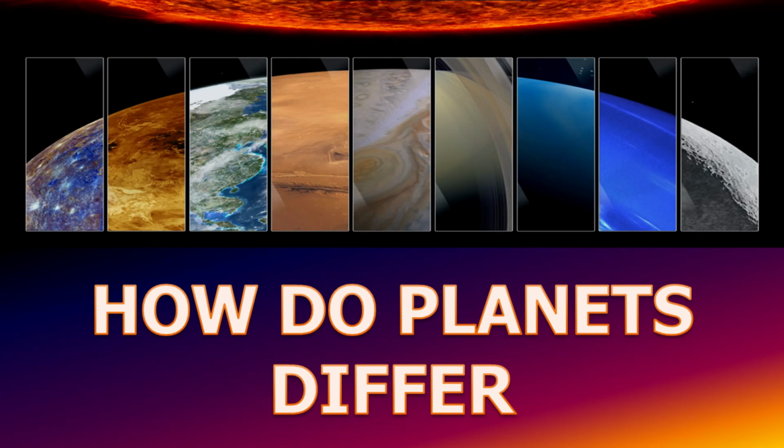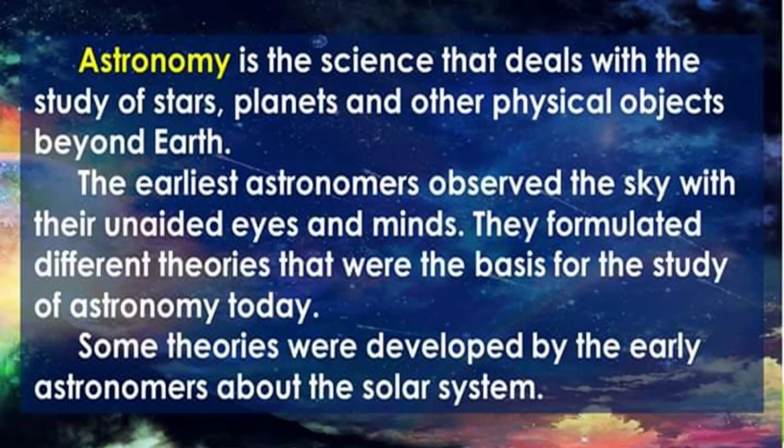How do planets differ? Astronomy is the science that deals with the study of stars, planets, and other physical objects beyond Earth. The earliest astronomers observed the sky with their unaided eyes and minds. They formulated different theories that were the basis for the study of astronomy today.